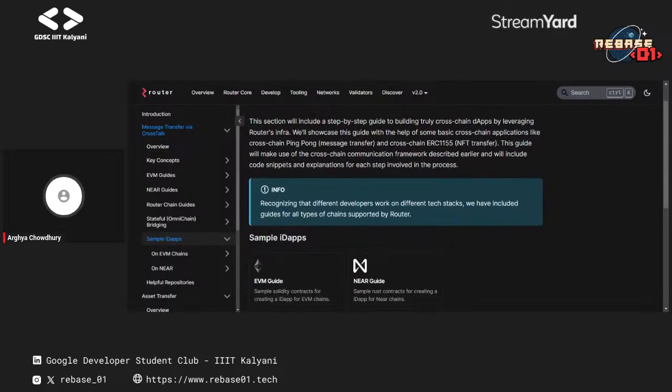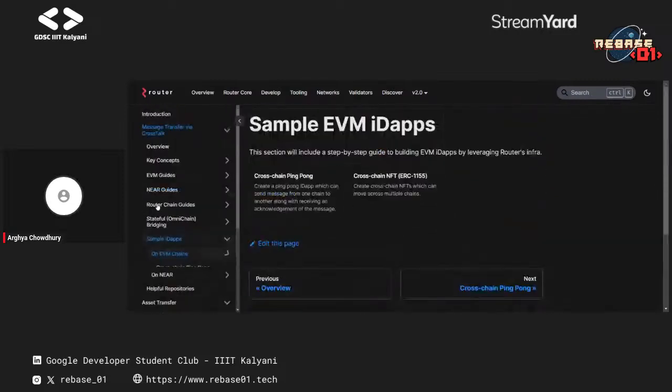A sample idea. Like, see, cross chain ping pong is one of the sample EVM iDApps. Now what iDApps is basically, it's just the short form of interoperable dApps, right? So for iDApps, cross-chain ping pong is one of the examples, cross-chain NFT is one of the examples, and these are very basic stuff, and these are on the EVM chain, meaning the Ethereum blockchain.